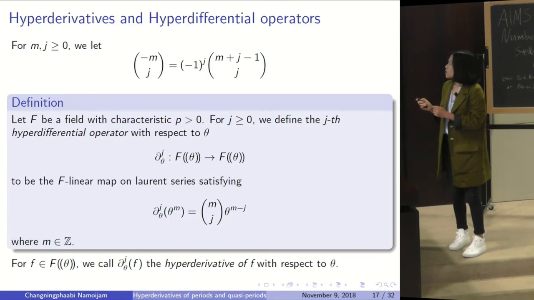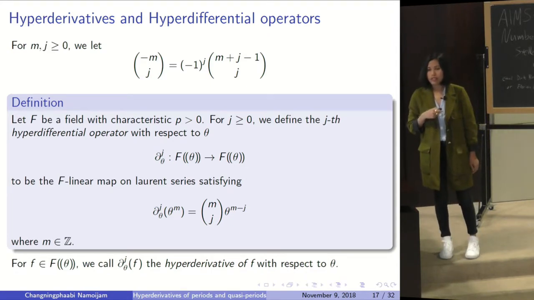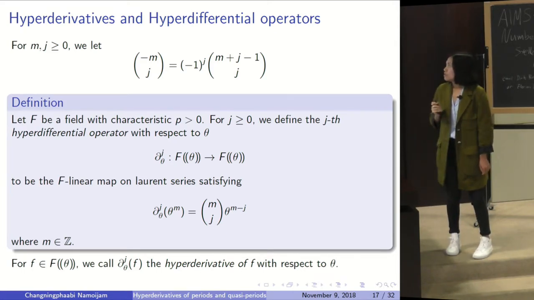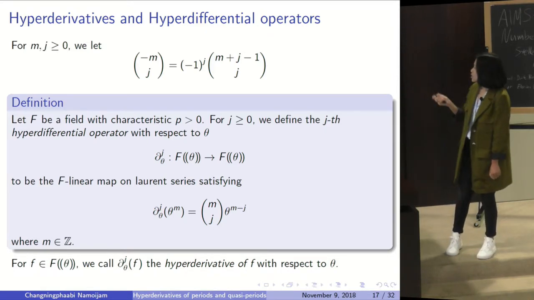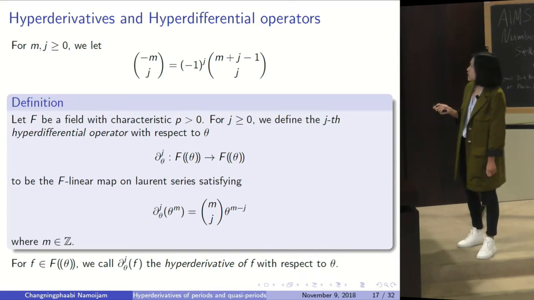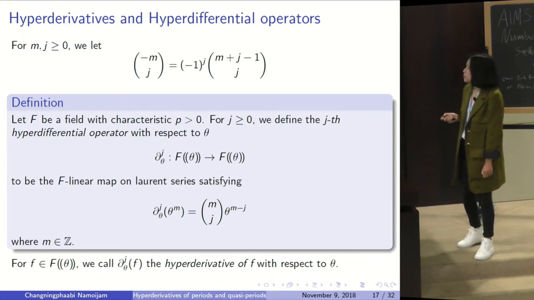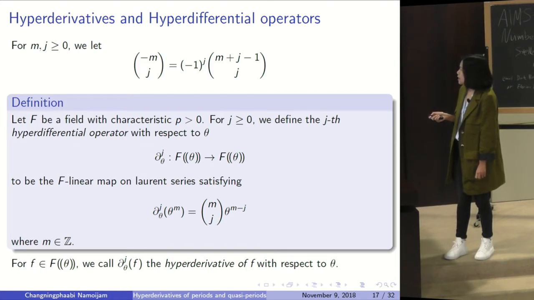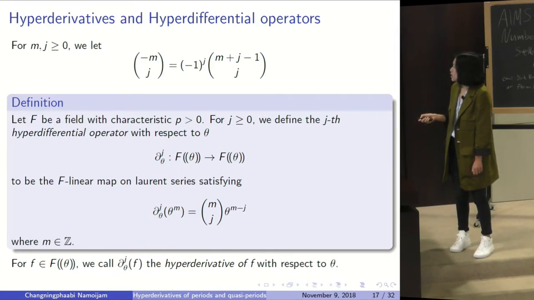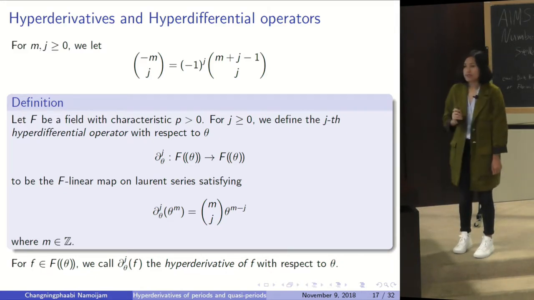In the abstract of this talk, I mentioned a T-module by Brownawell and Denis. For that, I need to introduce hyperderivatives and hyperdifferential operators. This was also introduced in an earlier talk by Nathan Green, but I will recall it just in case. If I have a field of characteristic p, then we define the jth hyperdifferential operator with respect to theta, on Laurent series in the variable theta, to be the F-linear map satisfying this. And I call the jth partial with respect to theta of F the hyperderivative of F with respect to theta.